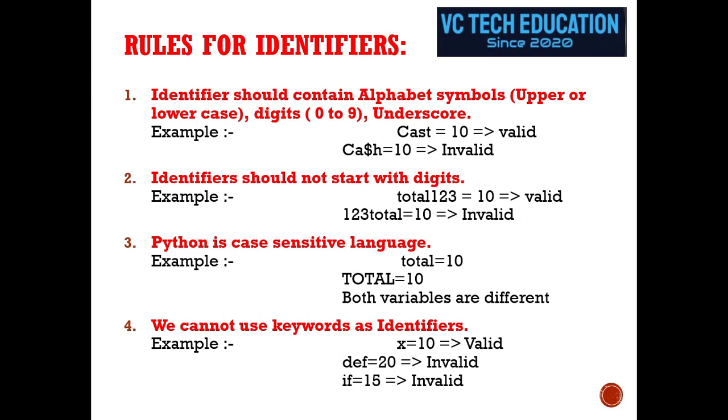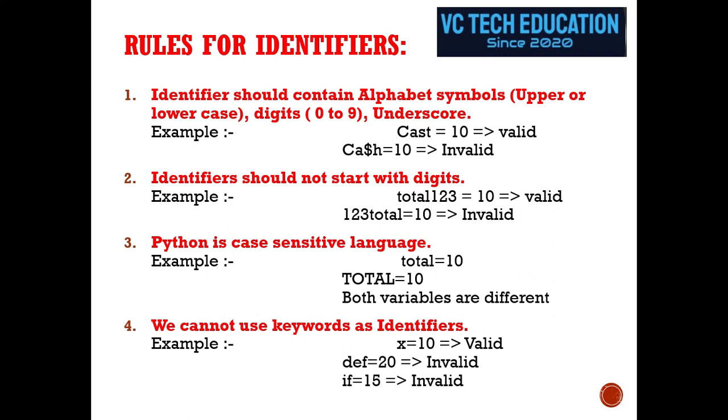Python is a case sensitive language. total equal to 10 and TOTAL equal to 10 are both different variables. We cannot use keywords as identifiers. x equal to 10 is valid, def equal to 20 is invalid, if equal to 15 is invalid. So the rules for identifiers are: identifiers should contain alphabet symbols, upper or lower case, digits 0 to 9, and underscore.